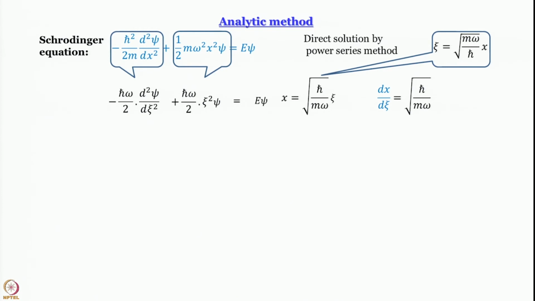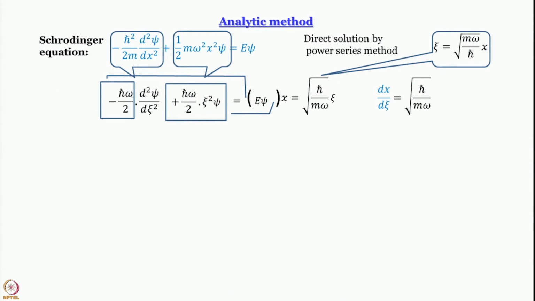Now, what we can do is we can take this second term to the right hand side because we want to write our differential equation in a neat form, that is why we are doing this. Then the entire right hand side will multiply by minus 2 by h cross omega. Then on the left hand side we will be left with only d2 psi d xi 2. This is what we will get. d2 psi d xi 2 is equal to 2 by h cross omega multiplied by h cross omega by 2 xi square psi minus E psi.